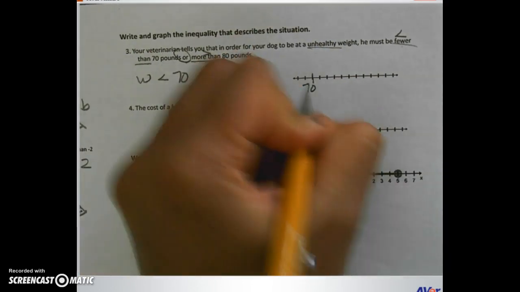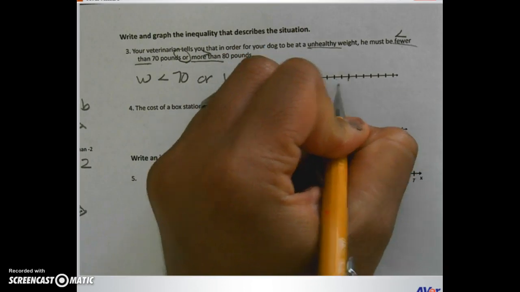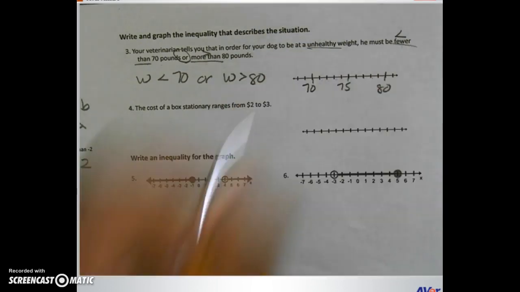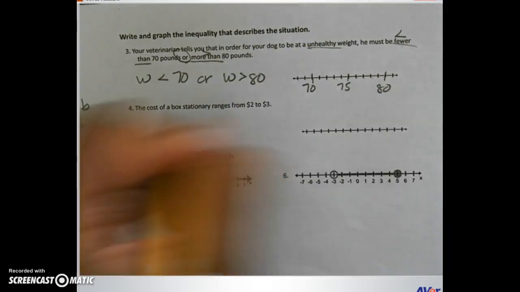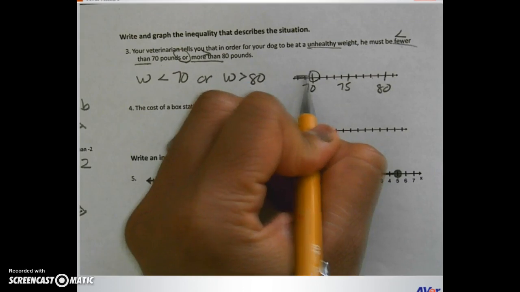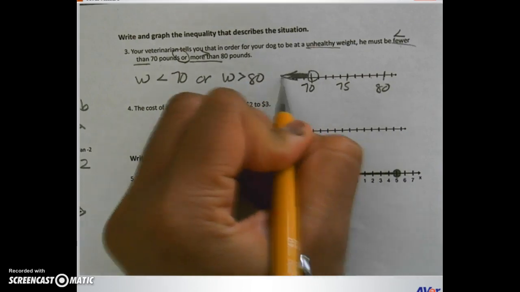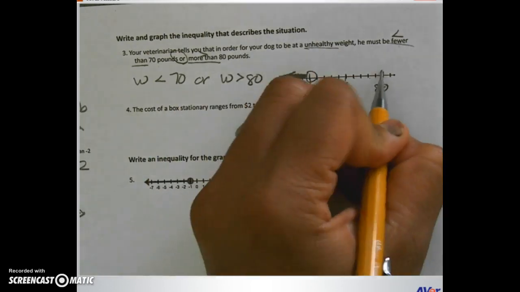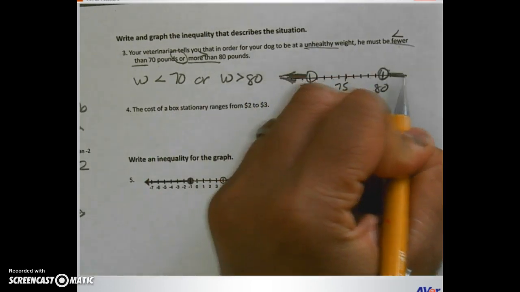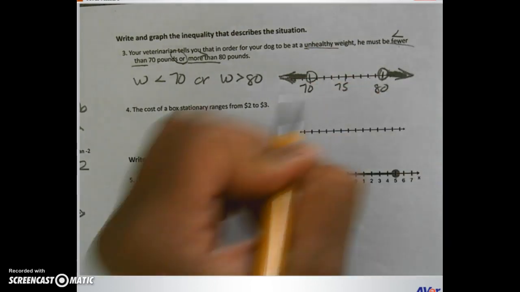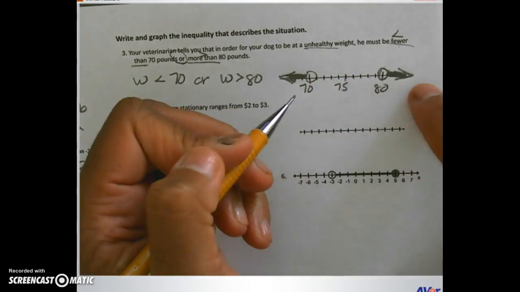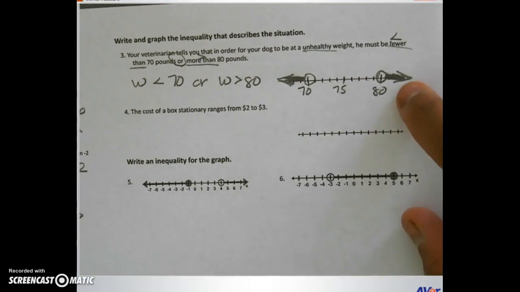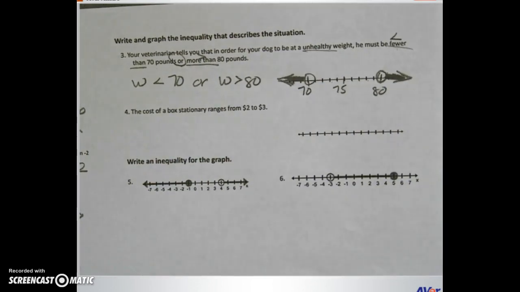So I'm going to start at 70, 71, 72, 73, 74, 75, 76, 77, 78, 79, and 80. Open circle, sorry, at 70. Notice here my shading is still on the line. I just made it a little darker to make sure you can see it. At 80 is open, and it's going to the right. So if my dog weighs anything in between here or here, that's an unhealthy dog. I'm not feeding him too much, or I'm feeding him way too much. One of the two options.